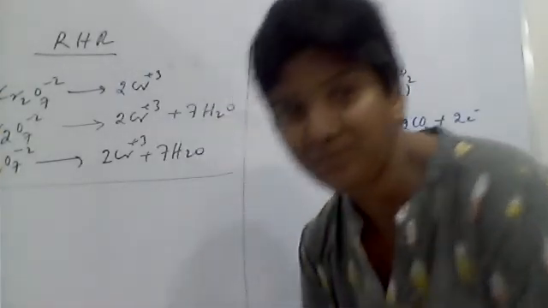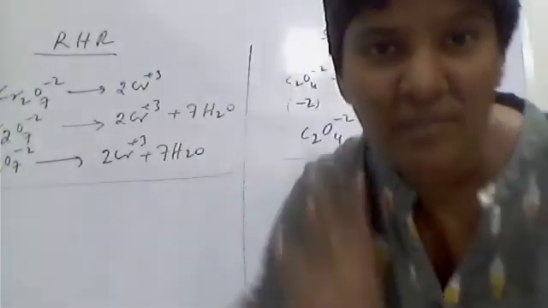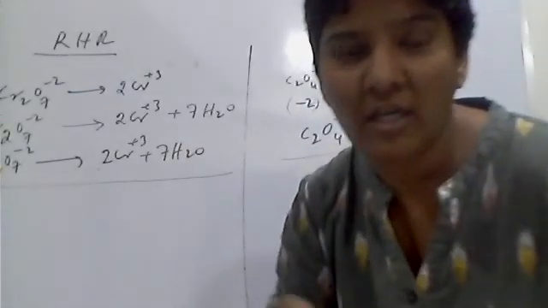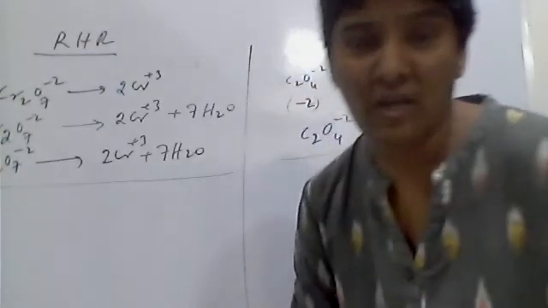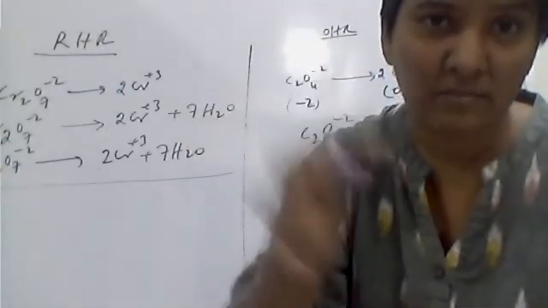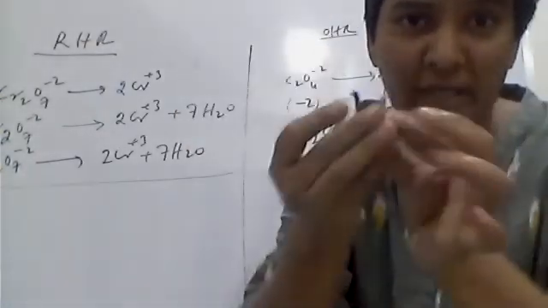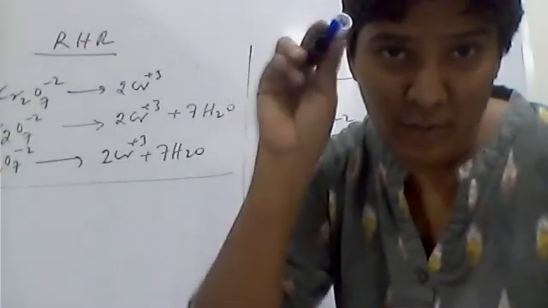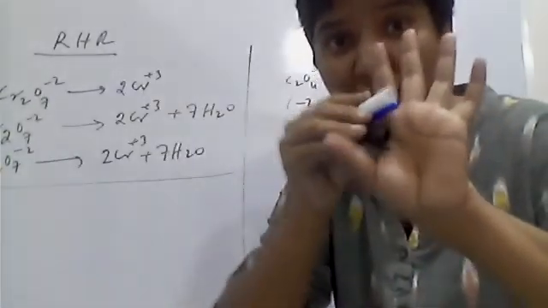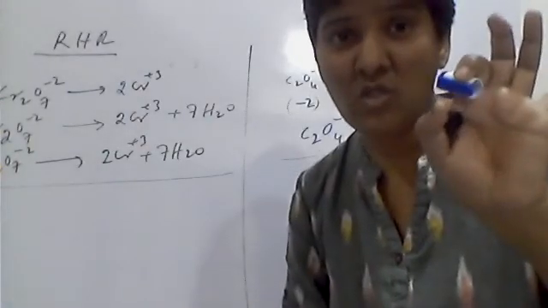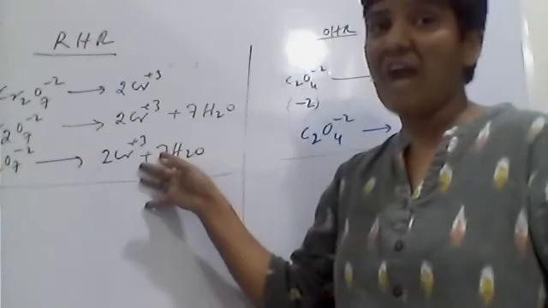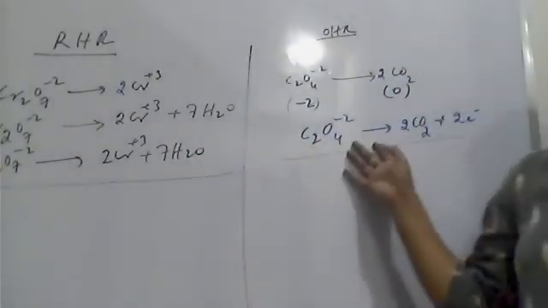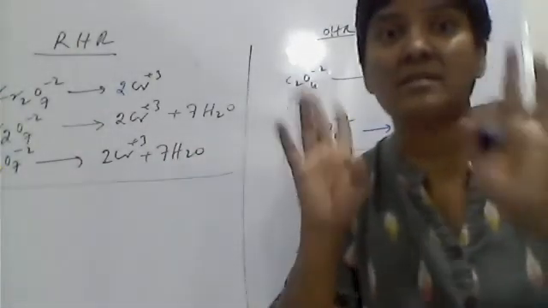Oxidizing agent gains electrons. See here, beta, this is the reducing agent and this is the oxidizing agent. Reducing agent gives electrons, oxidizing agent gains electrons. Whatever is lost by the reducing agent is gained by the oxidizing agent. So the number of electrons involved in the reduction half reaction and the oxidation half reaction must always be the same.